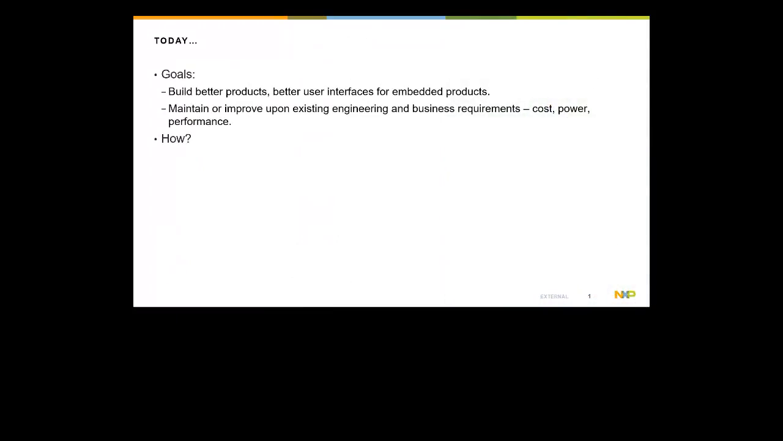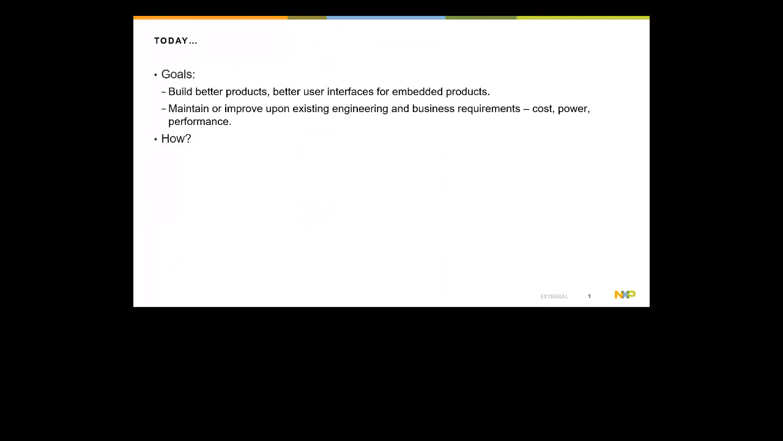Okay, so the goals for today really ultimately come down to, how can we learn how to build better products, more specifically, better user interfaces for those embedded products. Especially considering that MCUs in particular are typically highly constrained devices, and a little bit more cost sensitive at times, the goal is to simultaneously improve the user interface, or really the user experience, while maintaining or improving upon the existing engineering and business requirements, right?